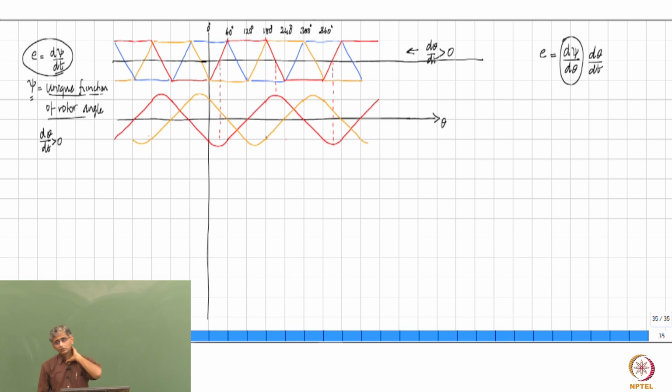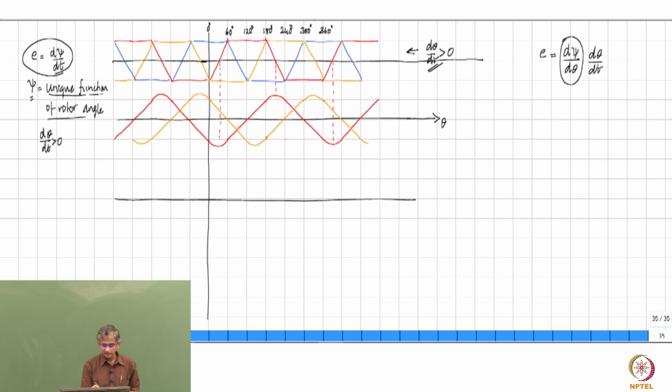Right. So now the question is that we have drawn this induced EMF for d theta by dt greater than 0. What will happen if d theta by dt is less than 0 now? D psi by d theta is still going to be defined by this slope, and you will now have d theta by dt less than 0. So let us draw another plot.